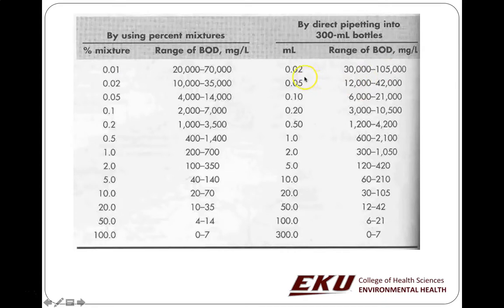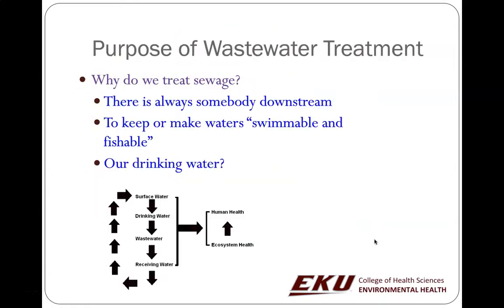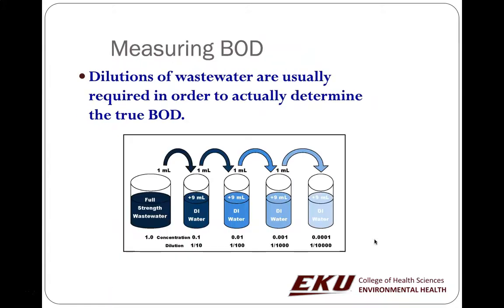So if you do 0.02 milliliters of sewage and 299.98 milliliters of water, this is the range of your BOD. So you can measure all the way up to 30,000 to 105,000. If you've got pure sewage and do no dilution, all you can measure is 0 to 7. Let's go back and look at the permit. Well, I don't think I pulled the permit. Yeah, I did. I gave you guys a picture of the permit.